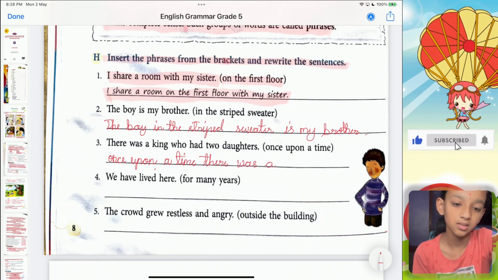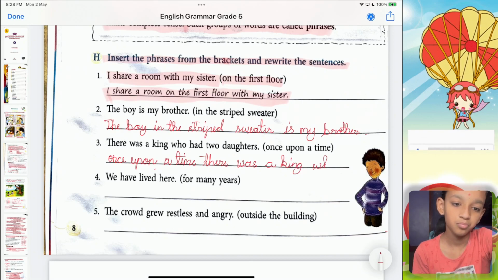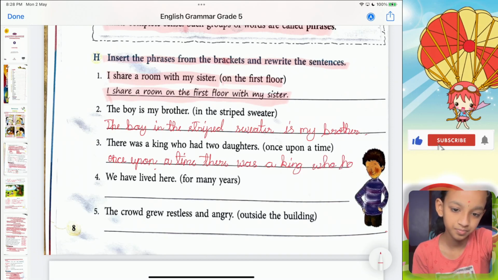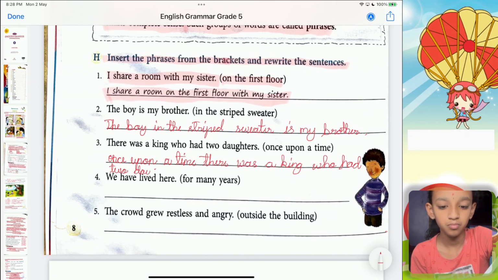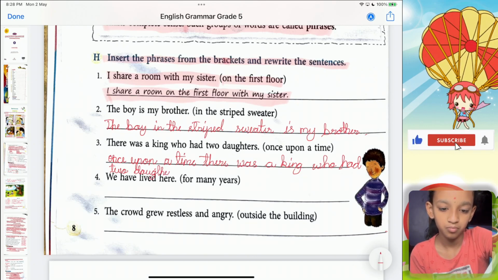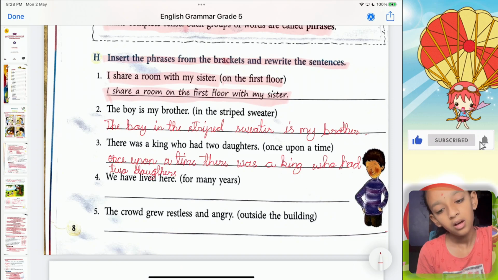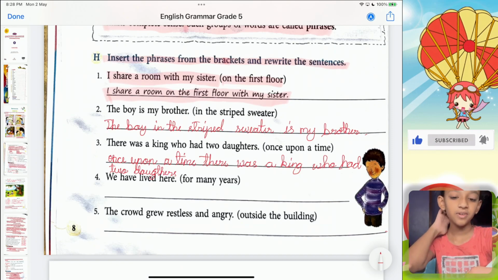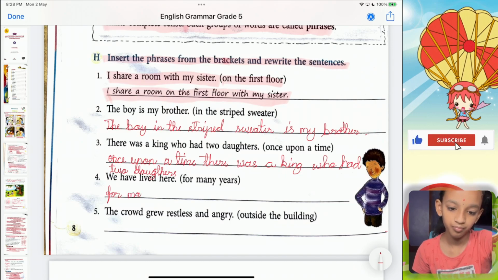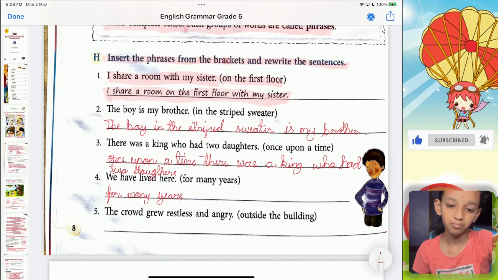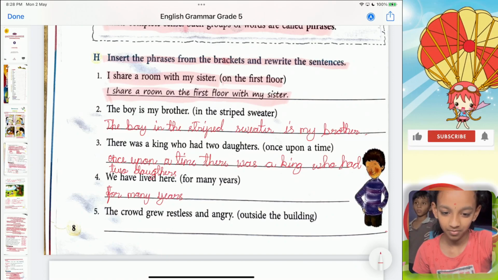We have lived here for many years. Okay? For many years is a phrase. So you can say we have lived here for many years, or you can also say for many years we have lived here. You have to start the sentence with a capital letter.